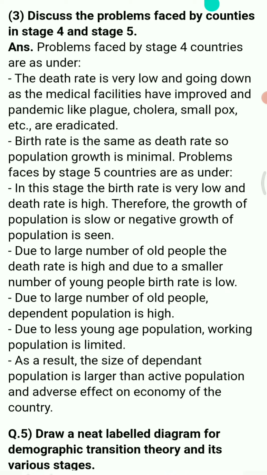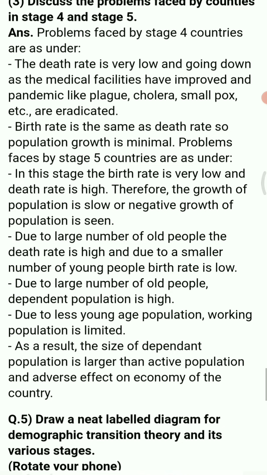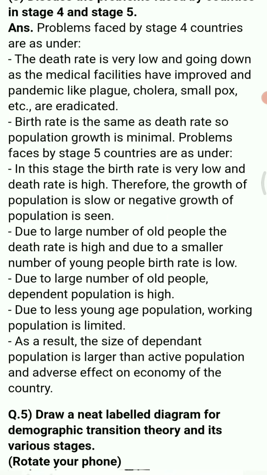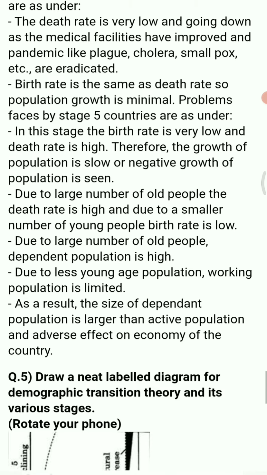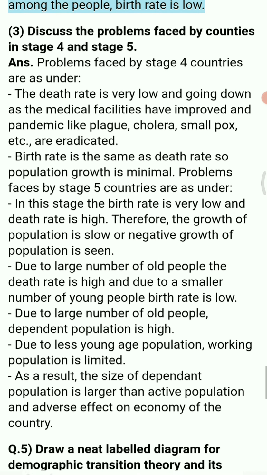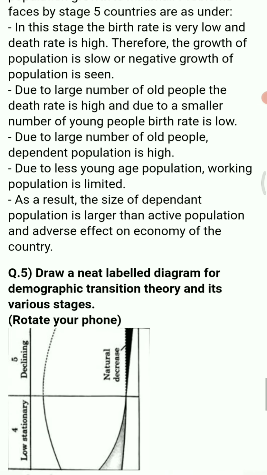So the first problem is what? Due to large number of old people, the death rate is high, and due to the smaller number of young people, the birth rate is low. Due to large number of old people, the dependent population is also more, because they don't earn anything, so they are a burden on the working population. So the young age population, the working population, is less. So the size of dependent population is larger than the size of active population. So this is all about question number 3.